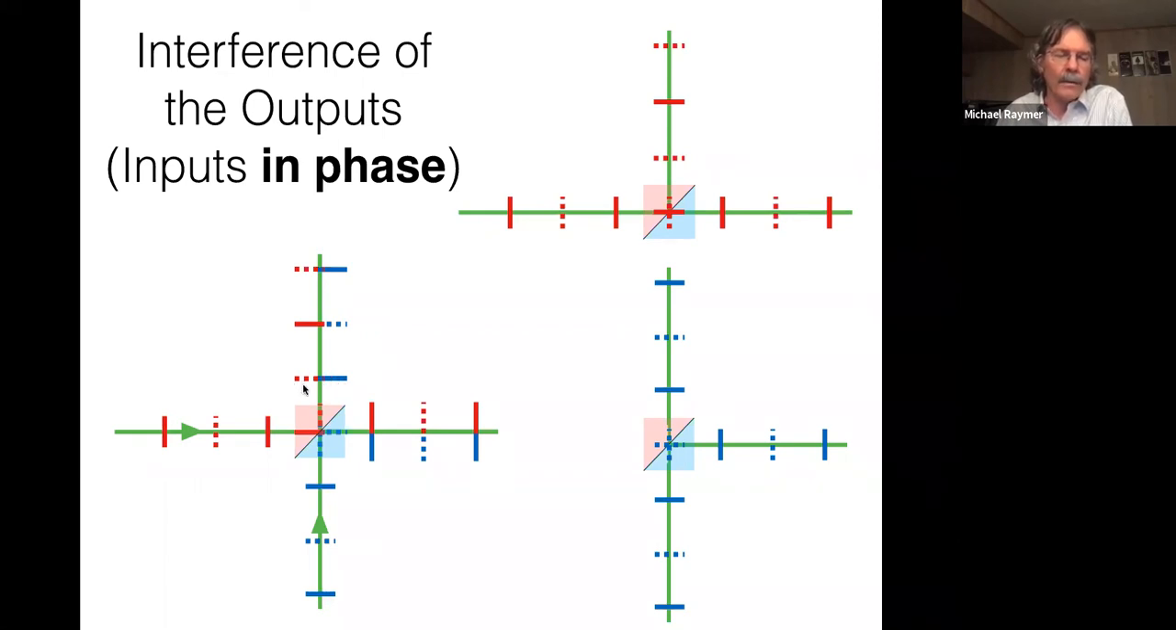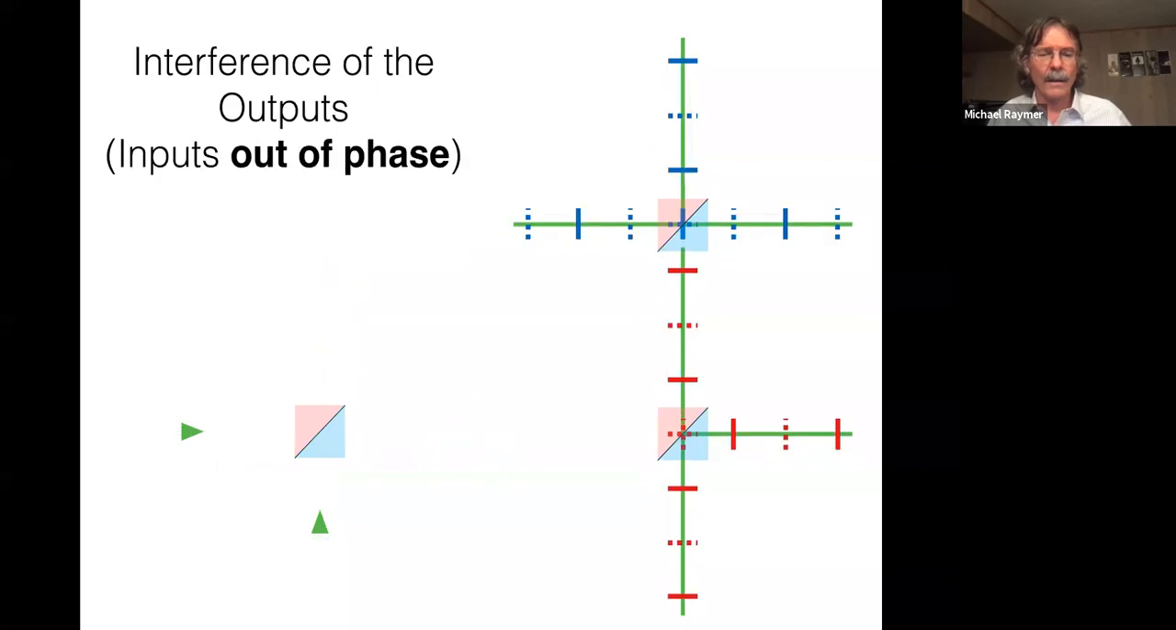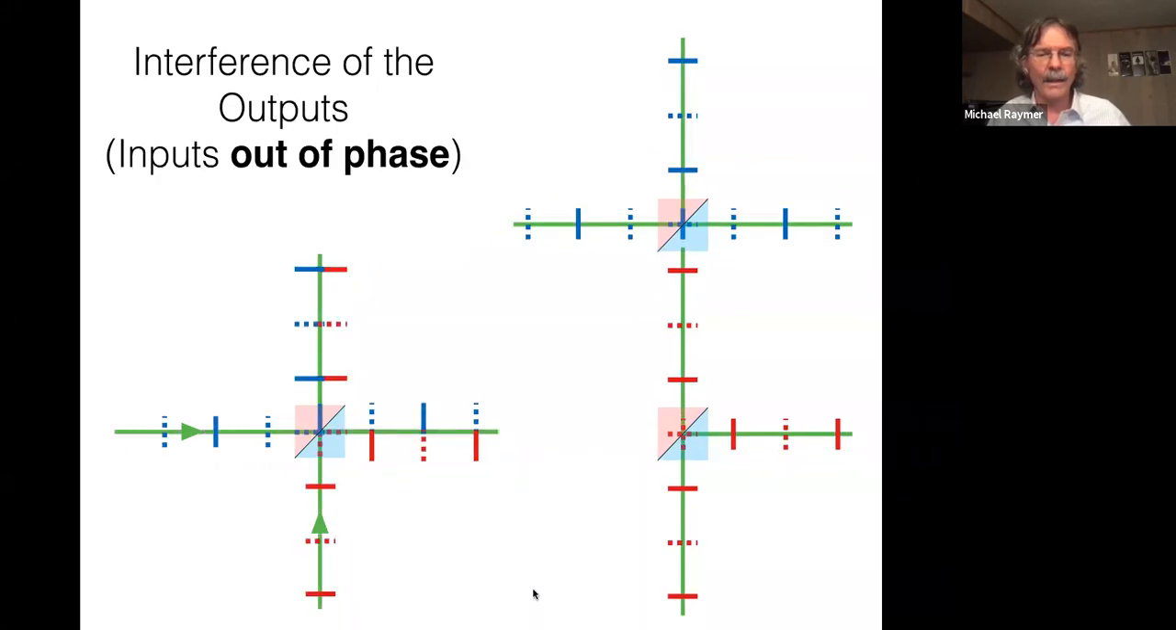So when you add two waves that are out of phase, if they have the same amplitude, they add to zero. So in this case, there's no light coming out here and all the light comes out here. Of course, that depends on the phase relationship between the two incoming beams. Okay, this just shows what happens on each one separately. So now let's consider putting these together.